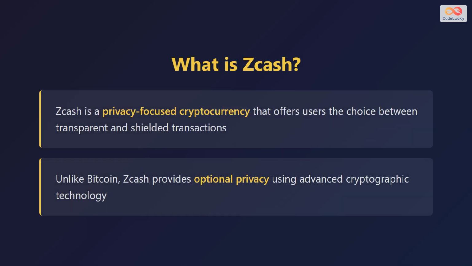Zcash is a privacy-focused cryptocurrency that offers users the choice between transparent and shielded transactions. Unlike Bitcoin, where all transaction details are publicly visible on the blockchain, Zcash provides optional privacy using advanced cryptographic technology. This means users can decide whether they want their transactions to be public or private, depending on their needs.